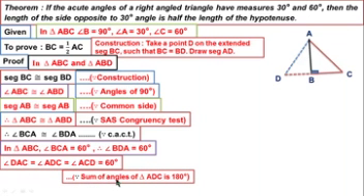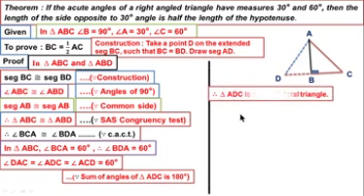Sum of angles of triangle ADC is 180 degree, and therefore triangle ADC is an equilateral triangle. Therefore AC is equal to AD is equal to DC.